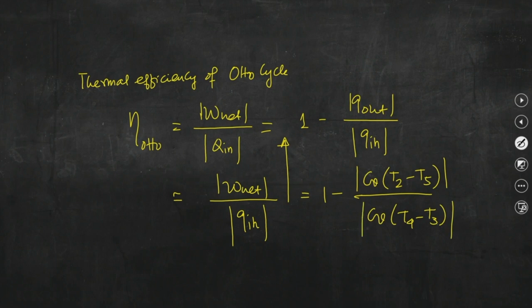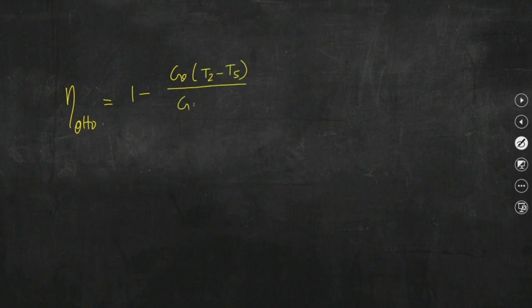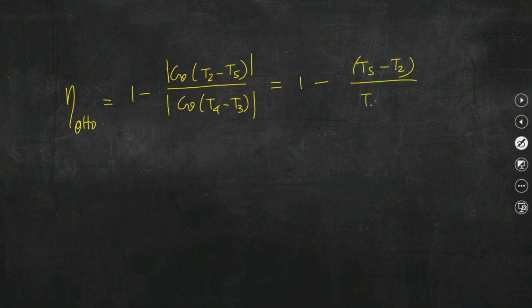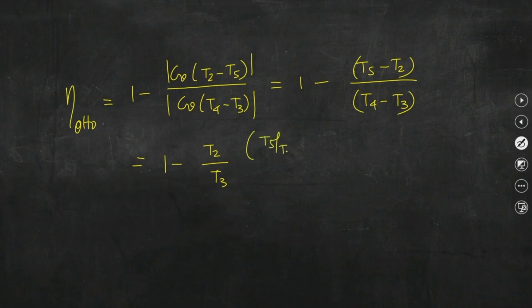We can do some algebraic manipulation and write it. If we go to the next slide, eta Otto is equal to 1 minus (T5 minus T2) divided by (T4 minus T3). So, we can write 1 minus T2 upon T3 into (T5 upon T2 minus 1) divided by (T4 by T3 minus 1).